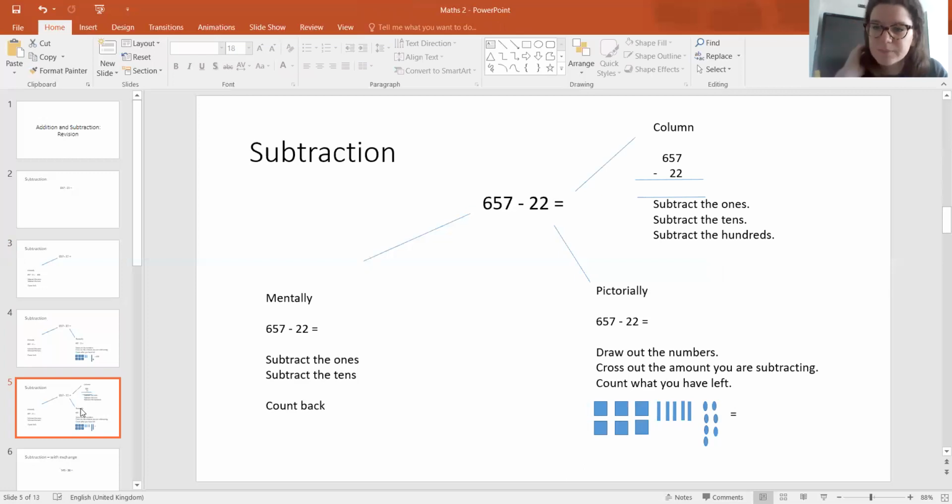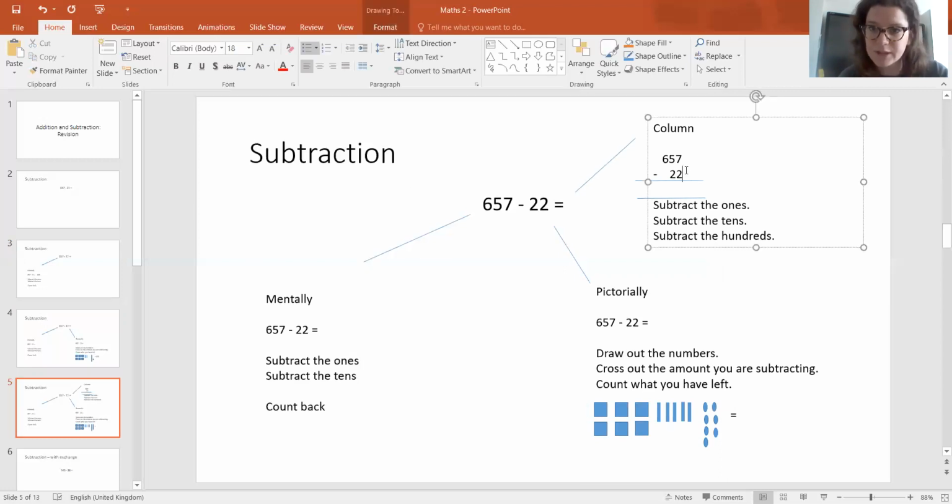Another way to figure out subtraction is through column subtraction. Now, in a simple question like this, where there's not an exchange, you simply look at your ones first and subtract the ones. So 7 take away 2 is 5. Then your tens, so 5 take away 2 is 3. Then your hundreds, so 6 take away 0 is 6. And there I've shown you 3 different ways of figuring out a subtraction question.